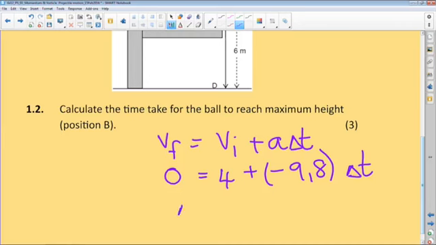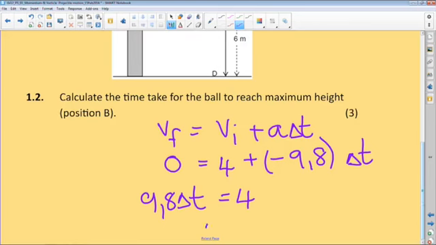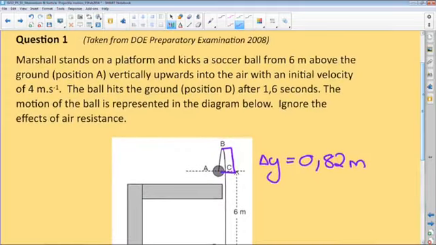So it's going to be 9,8 delta t equals 4. All right, so I'm going to have to divide 4 by 9,8. So it's going to give me a tiny time, which is 0,41 seconds. Now you go back to the question, you go, well, does that make sense? Considering it only took 1,6 seconds to get down, for it to use 0,41 to get up, that's okay. If I'd got an answer bigger than 1,6, I'd go, ooh, I've made a mistake, because that was the total time. All right?